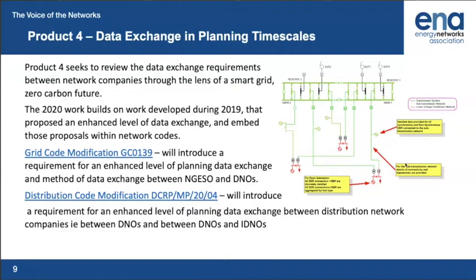Further questions? P5 shows thermal and fault level capacity. What was the reasoning not also to show voltage limitations?